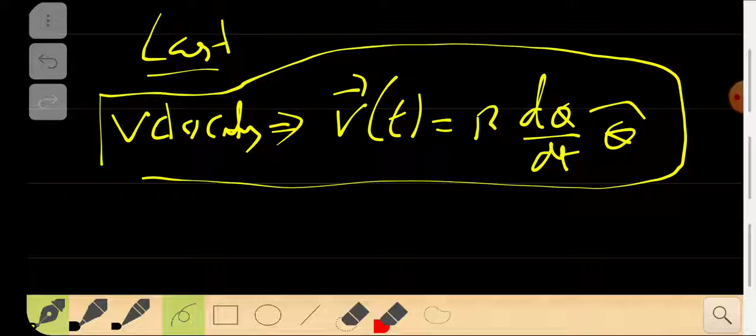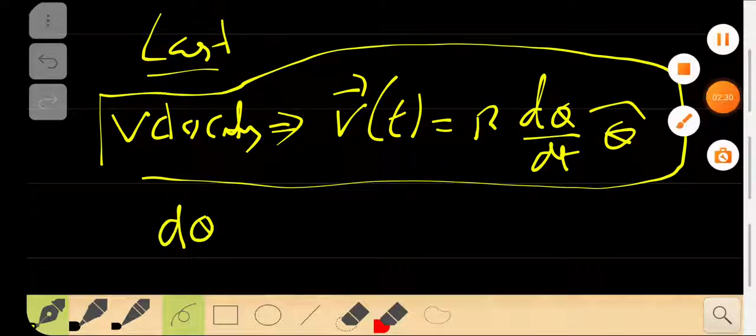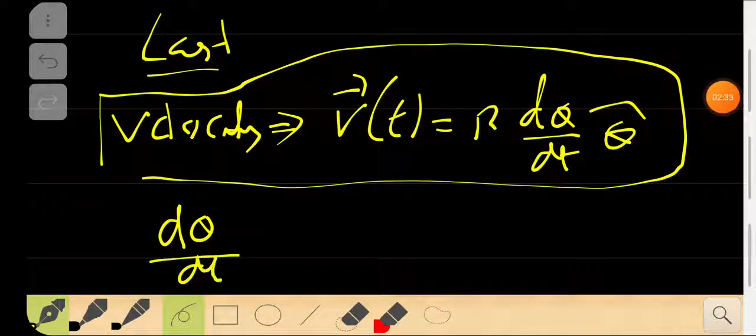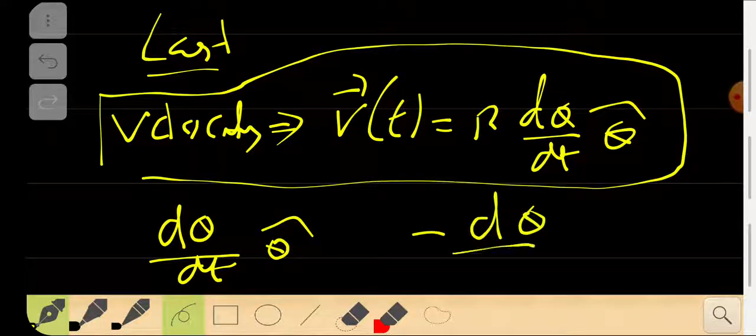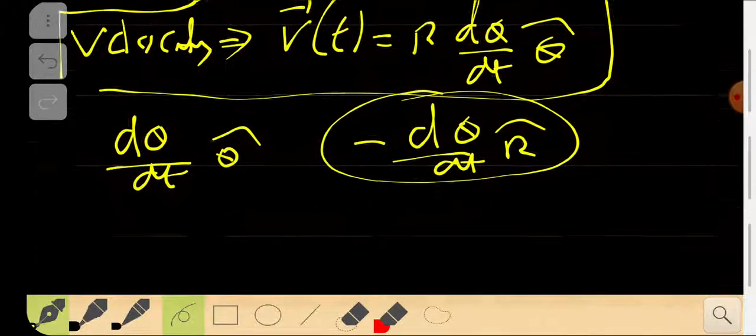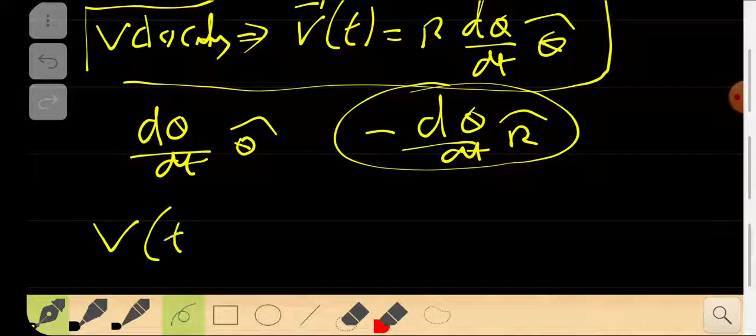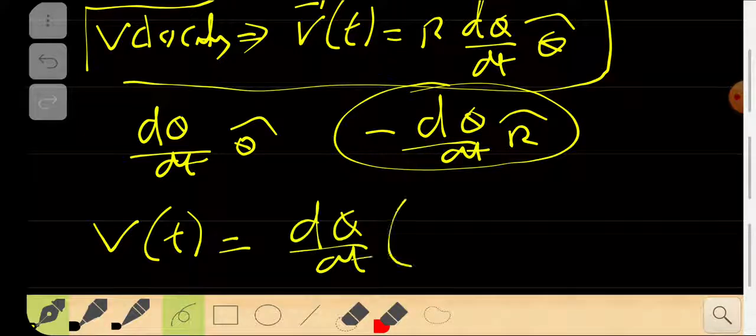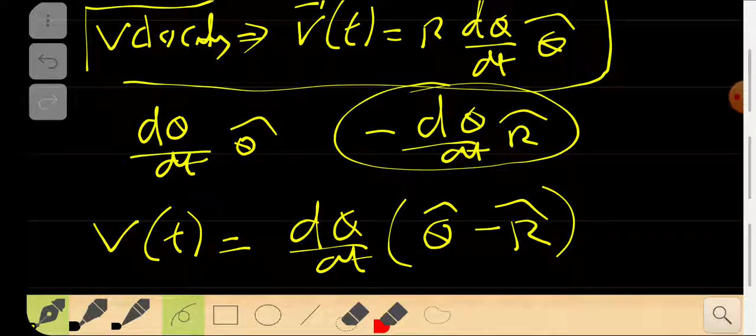The velocity had a component of d theta by dt in the theta cap direction, and it had a component of minus d theta by dt in the r cap direction. So you can write that velocity has d theta by dt in the theta cap direction and a minus sign in the r cap direction. So velocity can be represented this way. This is what we derived last time.